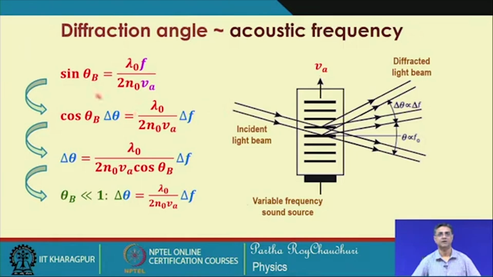So, starting from the basic equation, that is sin theta b equal to lambda 0 by twice n 0 times f by v. We did this before also to show that the angular deflection of the optical beam will be proportional to the acoustic frequency.